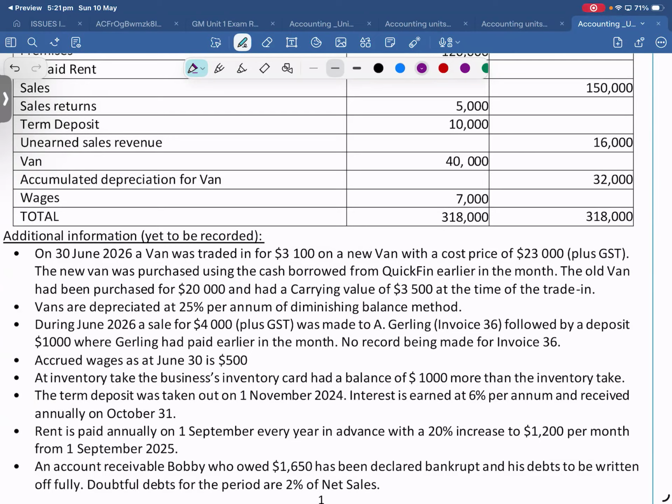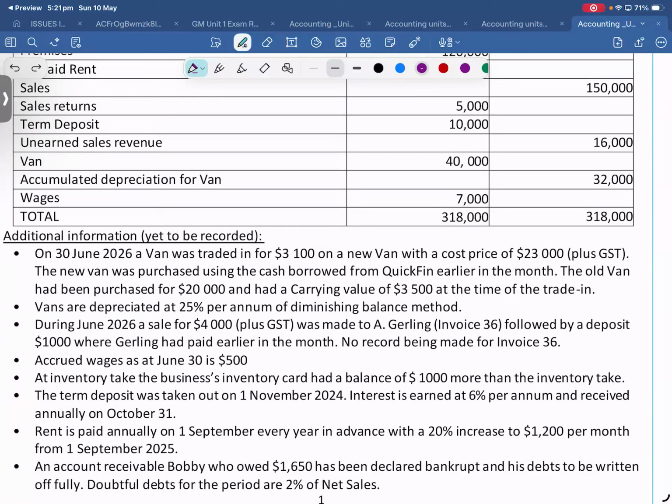There are more vans here. See? Vans, 40,000 here. That means we can assume there are two vans, because the old van was 20,000, so 20,000 times 2, there are two vans. So we have to do the depreciation as a balance day adjustment. But for this one, we don't have to worry. I was right for all the wrong reasons.